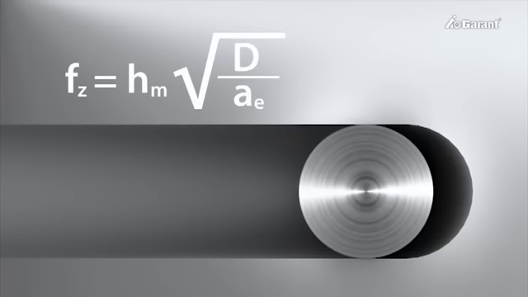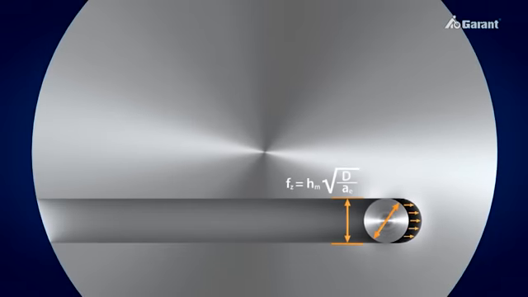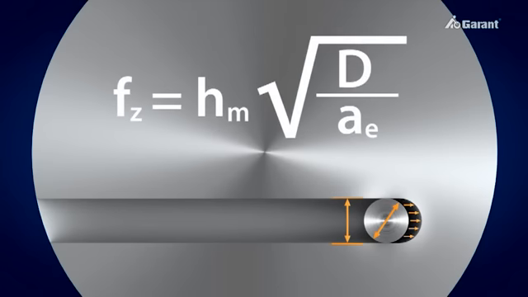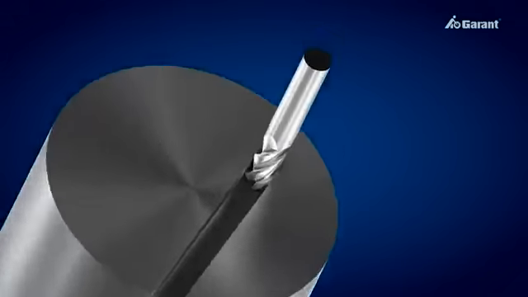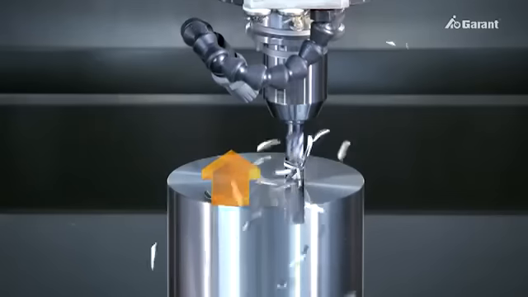It was given by the formula Fz equals hm square root of d over AE. Fz consisted of the contact width AE, which also indicates the arc of contact, the diameter d of the milling cutter, and the average chip thickness hm. These values were defined for the material to be machined and the machining process, and remained constant as long as the direction remained unchanged. Assuming also a constant feed rate Fz for the milling cutter.